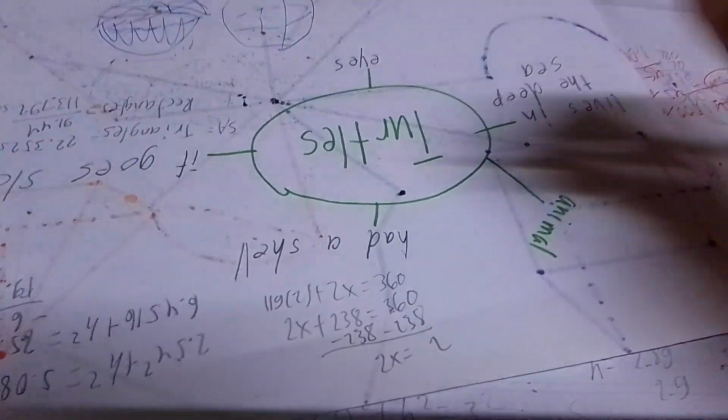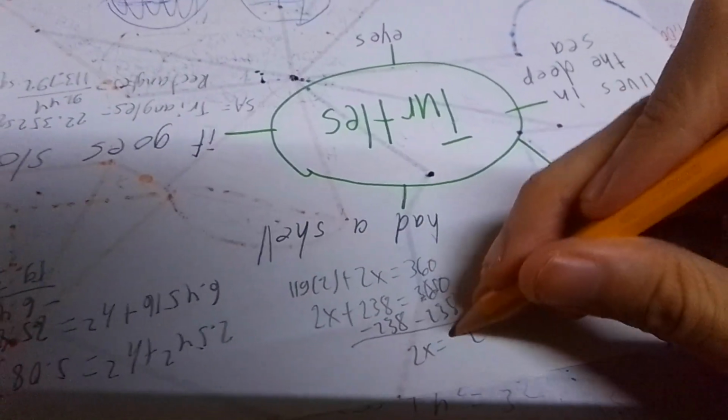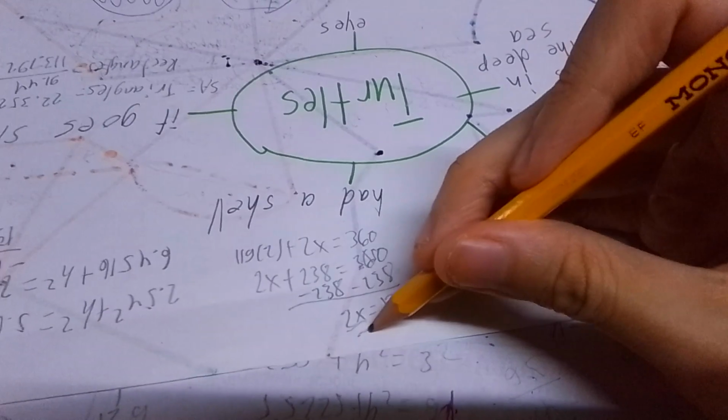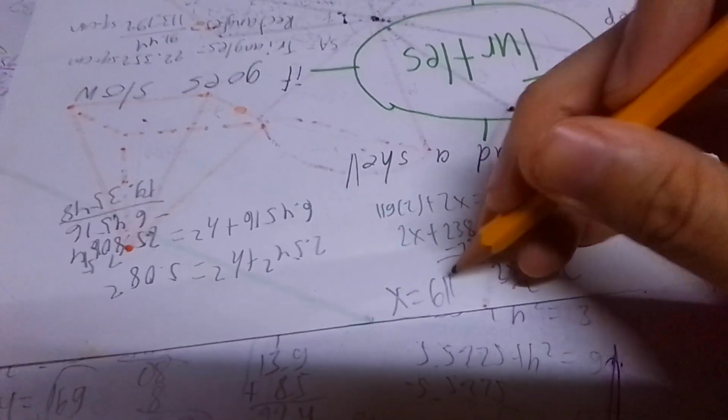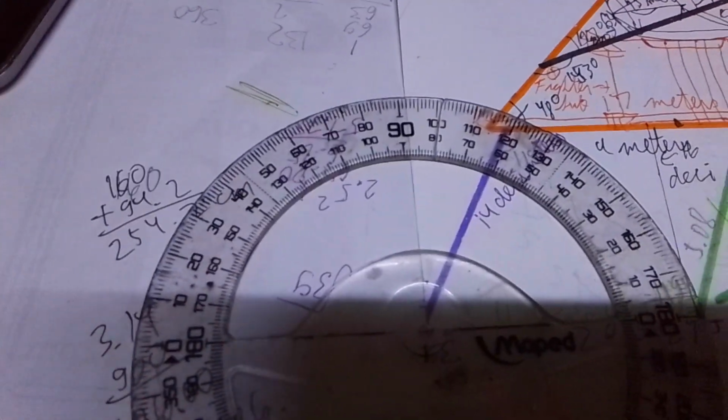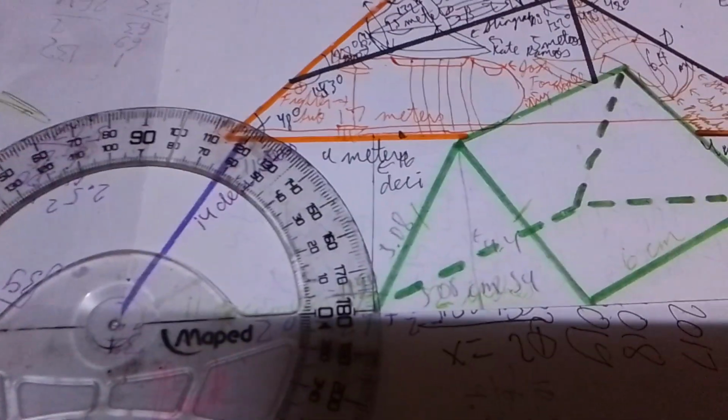360 minus 238 is 122. Divide both sides by 2, and therefore, x must equal 61 degrees. So the value of x is 61 degrees. If we check with the use of a protractor, you should get 61 here, and 61 on the other side. That's it.